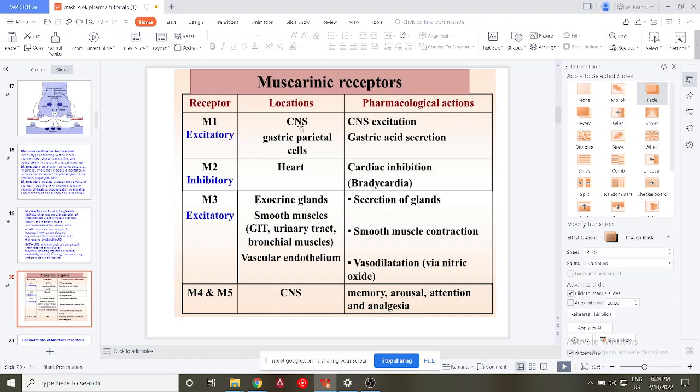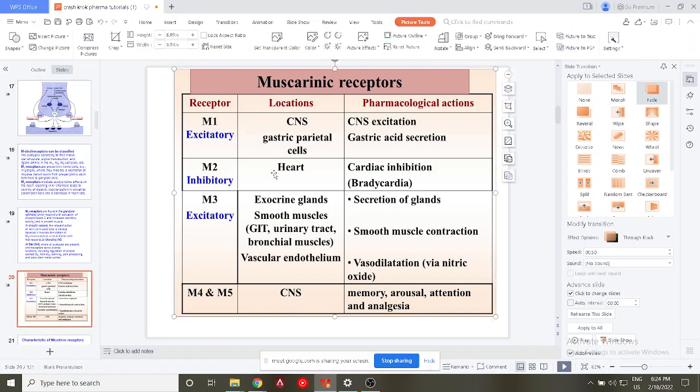M1 is found in the CNS and the gastric parietal cells. Please take note of the location. If you want to take a picture, take a picture. It's very important. So M1 is found in the CNS or in the gastric parietal cells. M2 is found in the heart, while M3 is found in the exocrine glands, the smooth muscles, or the vascular endothelium. We also have M4 and M5, which are also found in the CNS.